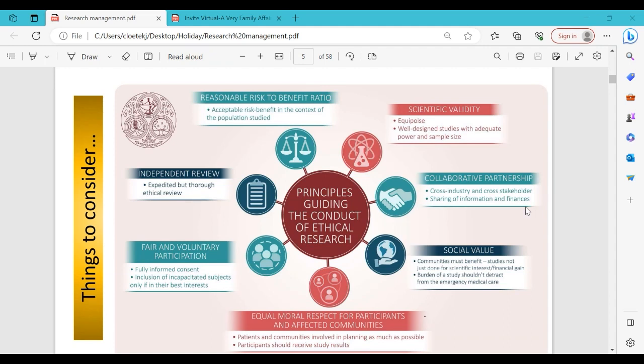Then, very important, if you're working with humans or animals, have equal and moral respect for participants and the affected communities. For example, if you are doing a study involving a traditional community, it's important to discuss what you want to do with the elders or the community leaders, to speak to them in their own language so that they are clear and that there's no unnecessary exploitation of them and their knowledge. Involve them in the processes of the study.